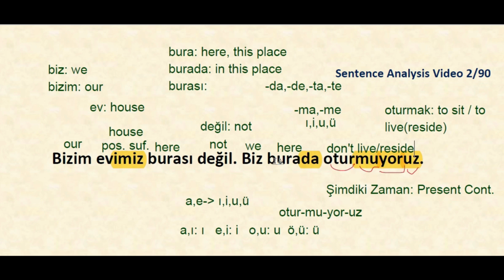So bizim evimiz burası değil, our house is not here. Biz burada oturmuyoruz, we don't live here, we don't reside here. Shortly we can understand that. Okay, so here we had two sentences.